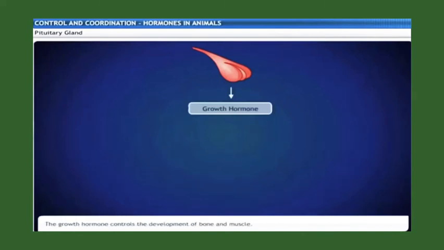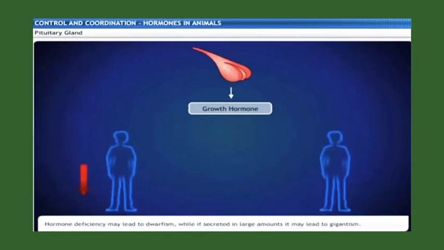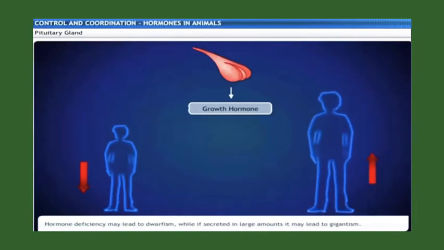This hormone controls the development of bones and muscles. Hyposecretion of this hormone in childhood leads to dwarfism, while hypersecretion of the hormone can lead to gigantism.